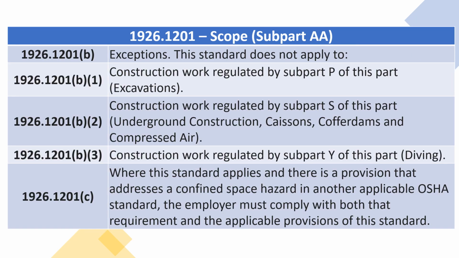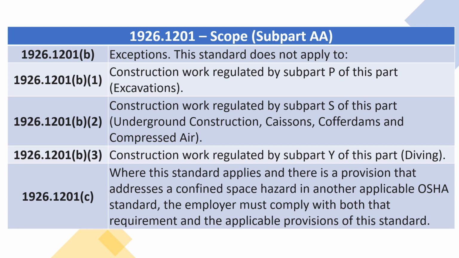1926.1201(b). Exceptions. This standard does not apply to 1926.1201(b)(1) through (b)(3): construction work regulated by Subpart P of this part, excavations. Construction work regulated by Subpart S of this part, underground construction, caissons, cofferdams and compressed air. Construction work regulated by Subpart Y of this part, diving.